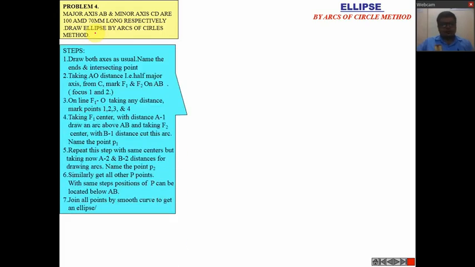So if in the examination it is specified that you have to use this specific method, then you have to go for that. But otherwise, if it is not specified and it is only given that draw an ellipse, you can go for any method which you prefer and which you understand properly. So let us go through the method.